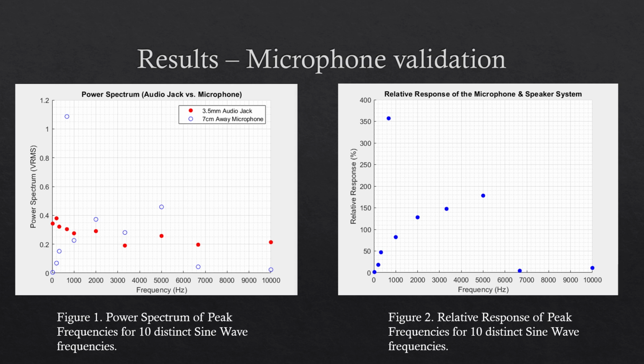Figure 2 contains the relative response for the 10 signals, which is the root mean square voltage for a frequency recorded with the speaker and microphone divided by the same recorded with the audio jack. A relative response near 100% indicates that there is very little difference between the microphone data and audio jack data.